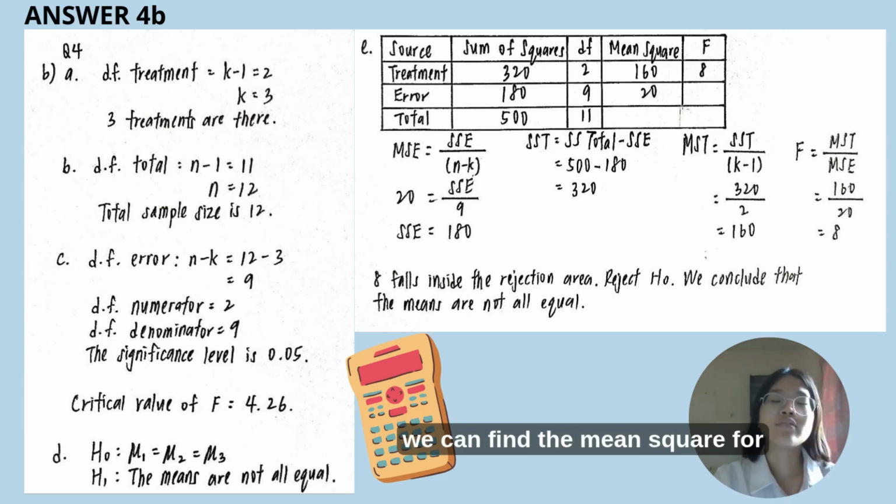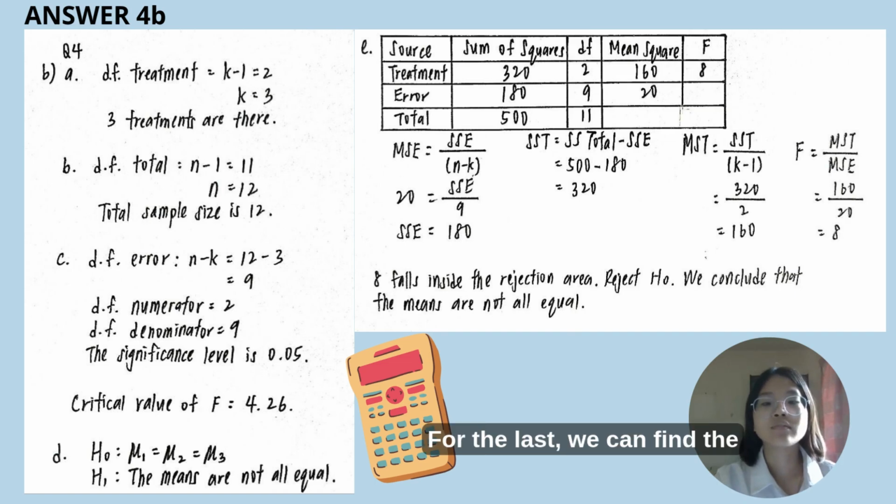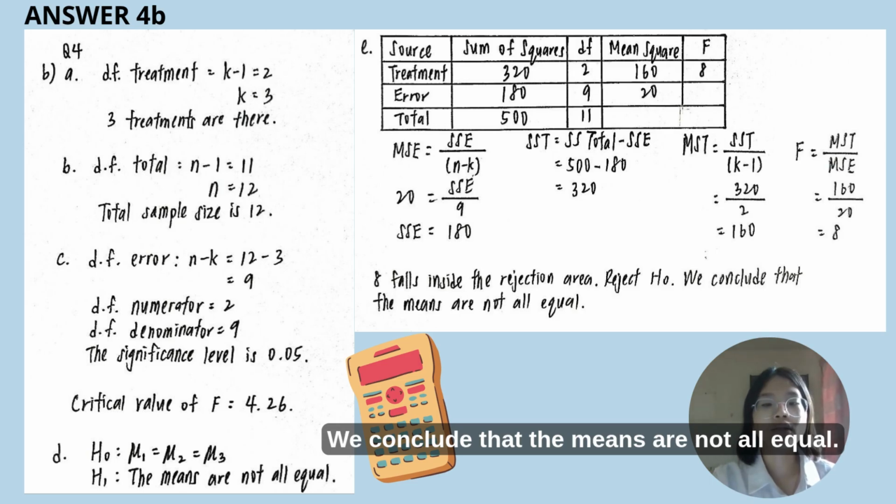Third, we can find the mean square for treatment, which is sum of squares for treatment divided by k minus 1. That is 320 divided by 2 equal to 160. For the last, we can find the F value. That is mean square for treatment divided by mean square for error. That is 160 divided by 20 equal to 8. So 8 falls inside the rejection area, reject H sub 0. We conclude that the means are not all equal.